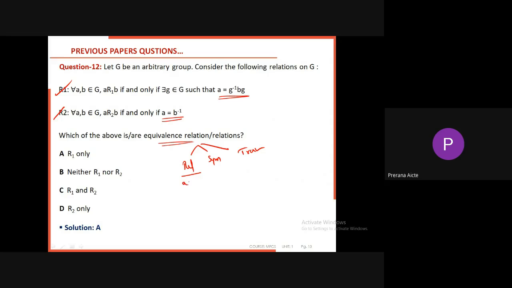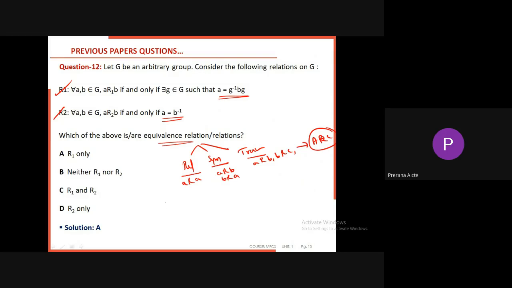Reflexive means a should be related to a. Symmetric means if a is related to b, b should be related to a. Transitive means a is related to b, b is related to c, means a should be related to c. So this is the thing we have to remember. Now we will check whether these particular properties are followed or not. You can check it very easily.